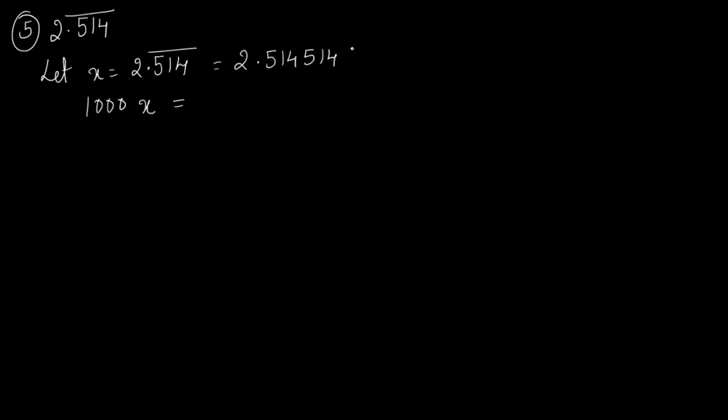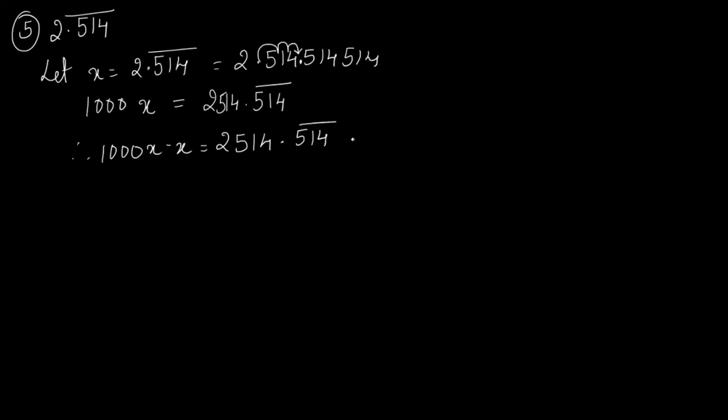514, 514, 514. Now see, I have 3 places to shift. So 1, 2 and 3. So my new decimal should come and rest here. So I get 2514.514 bar. I hope this is understood. Now let's subtract, therefore 1000x minus x is equal to 2514.514 bar minus 2.514 bar.